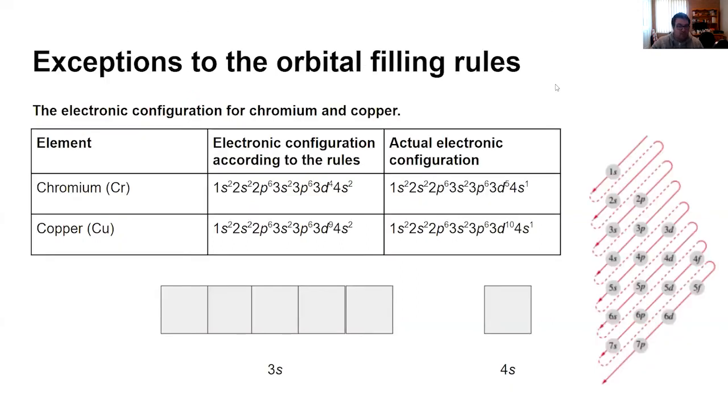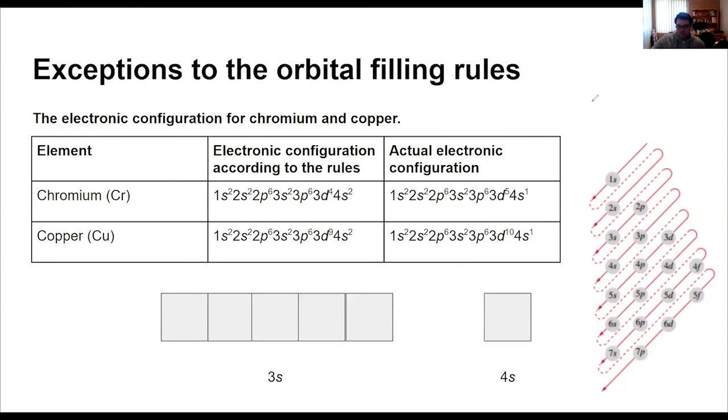Now, there is one exception that happens with the transition metals. This actually goes a long way to explain why some elements in the transition metal block can form a whole bunch of different ions, because they have a whole bunch of different ways that they can rearrange their electrons. So let me draw that for you to show you.